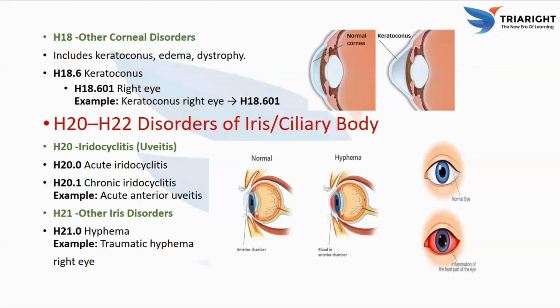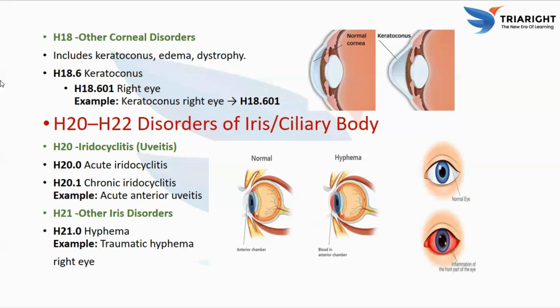So the normal cornea is smooth, rounded, and evenly curved, whereas the keratoconus cornea protrudes forward in a cone shape due to the thinning. So you have to assign code H18.601 for keratoconus right eye. Then the H22 category describes the disorders affecting the colored part of the eye called the iris and the ciliary body, which helps to focus the lens.